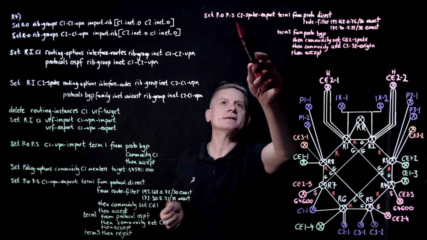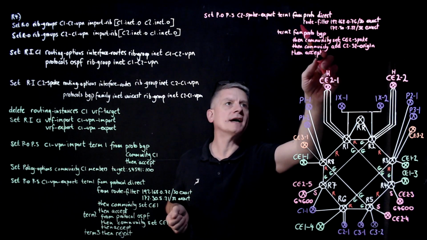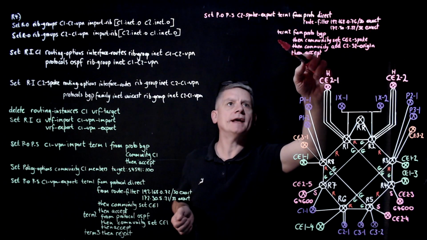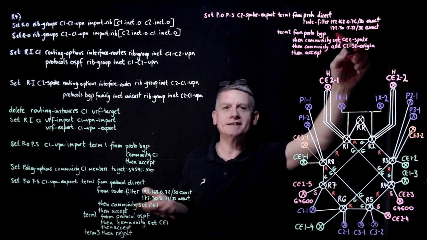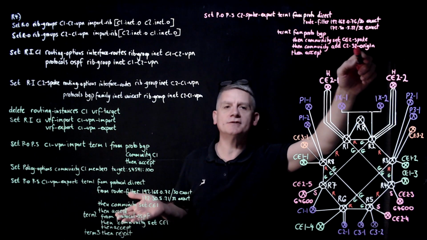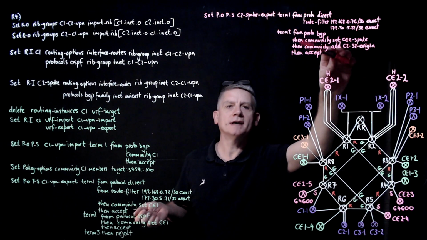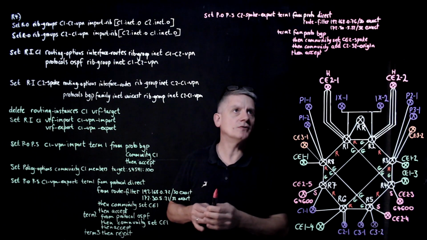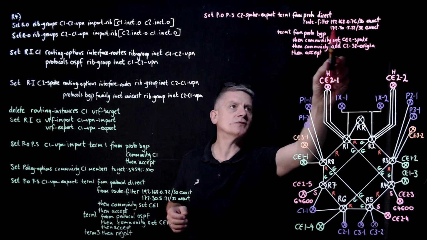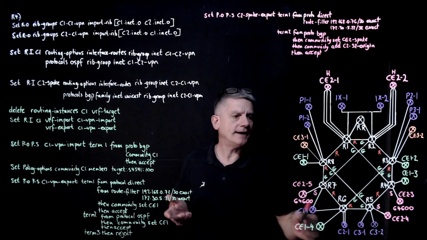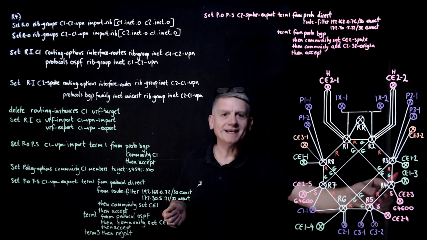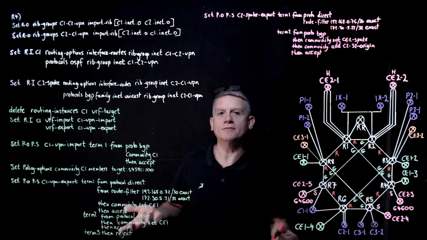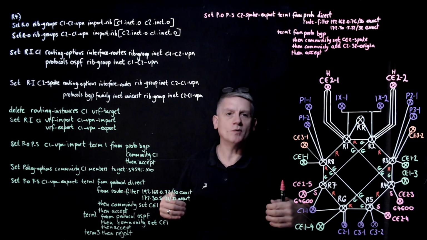Set policy options, policy statement, C2 spoke export, term 1 from protocol direct, and we nail down the specific directs and the loopback, and then term 2 from protocol BGP, then community set C2 spoke, then community add C2S2 origin, because of course we need that origin on there as well, and then accept. And that actually prevents the routes from being spread further, because of course you only have that single PECE interface. Of course you have the loopback here as well, and without the directly connected PECE connections from CE1-3 on R4, the routes won't resolve, and we don't need to worry about the other CE1 routes going further.